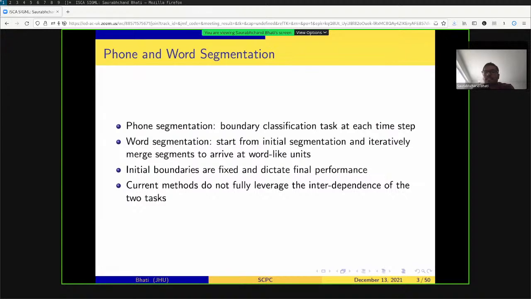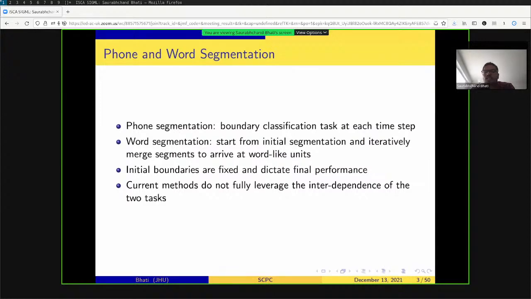As for word segmentation, it relies on the idea that word boundaries are a subset of phone boundaries. You can't have a word boundary if there's no phone boundary. So for word segmentation methods, you start from an initial segmentation, which can be phone-like or syllable-like, and then you iteratively merge the initial segments to arrive at higher word-like units. But the limitation of these approaches is that the initial boundaries are typically fixed and don't change during the word segmentation process.